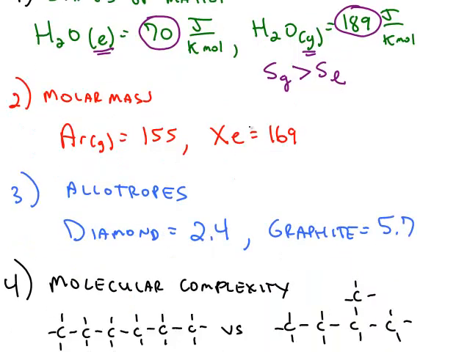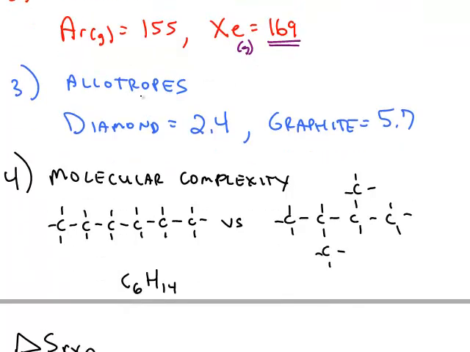You see another trend: as the molar mass goes up, the standard entropy goes up. Argon and xenon are both gases. Xenon has a larger molar mass. The standard entropy of the same state, but larger molar mass, is usually higher.